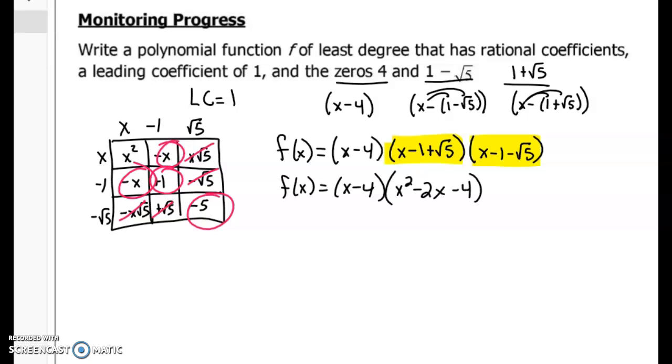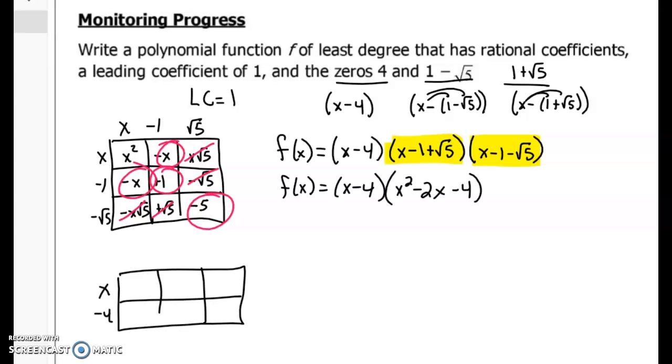All right, so to go ahead and to finish this out, we are going to multiply the last one with the box method again. So set it up down here. x minus 4. I need 3 boxes because we have a trinomial, x squared minus 2x minus 4. All right, so that gets me x cubed minus 2x squared minus 4x minus 4x squared plus 8x plus 16.